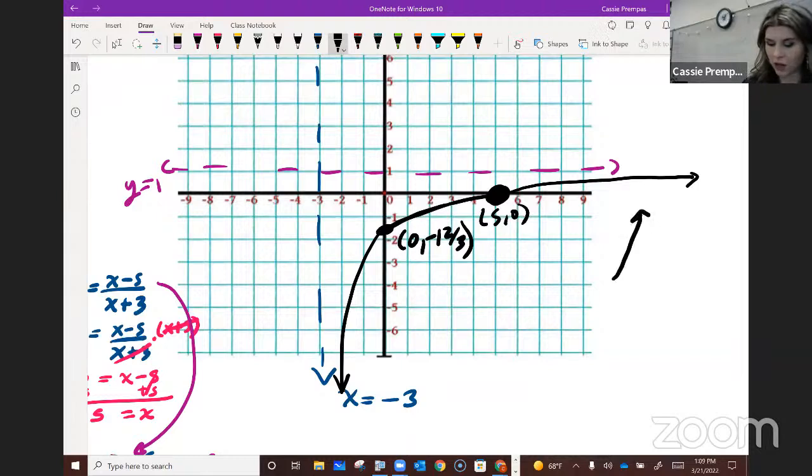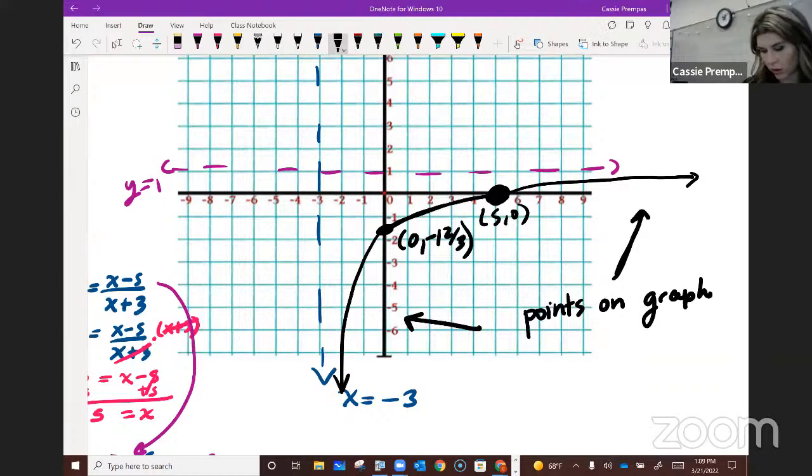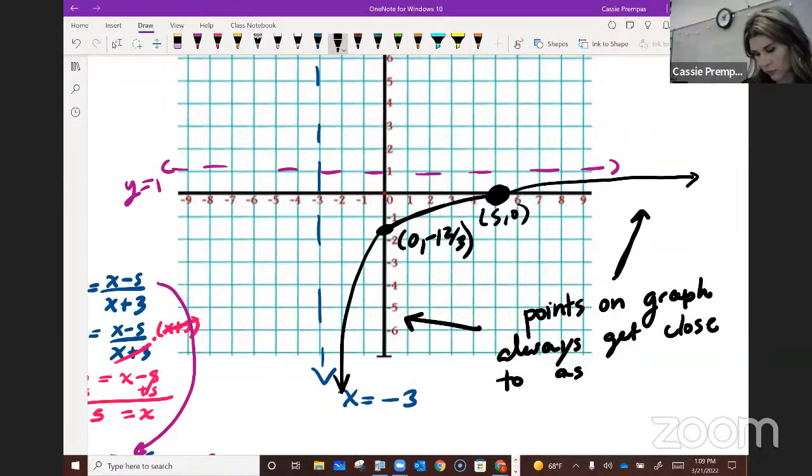Just go ahead and make a note with 2 arrows that the points on the graph always get close to the asymptotes but don't touch.